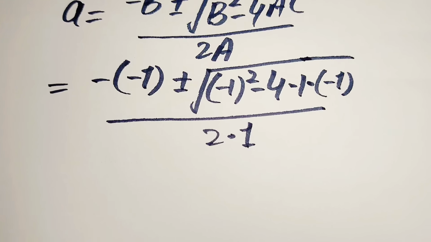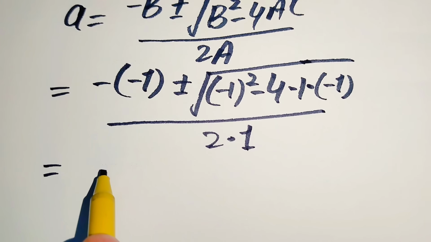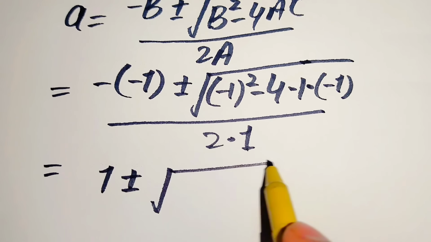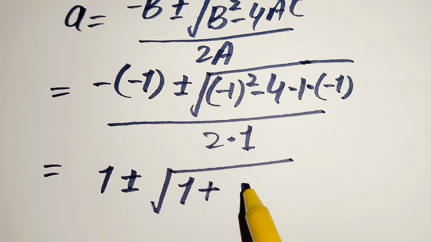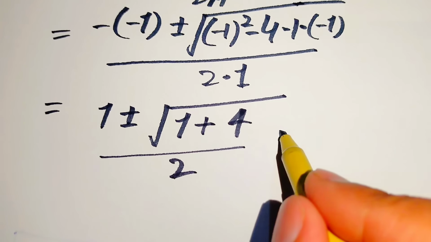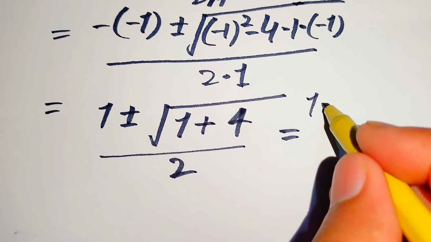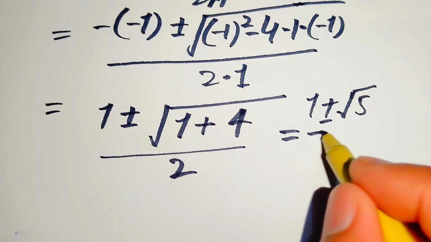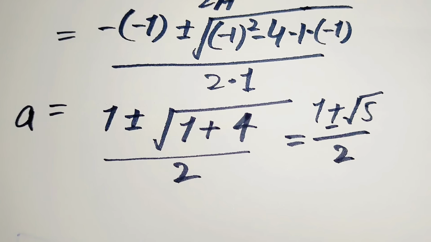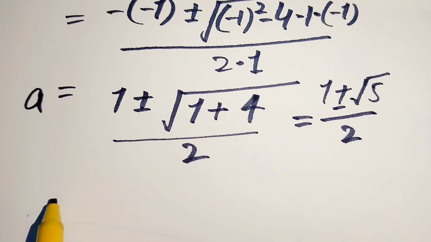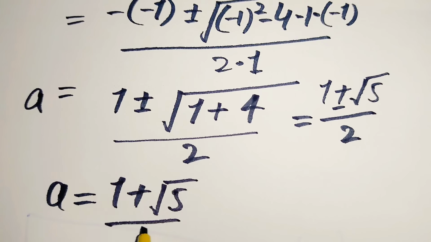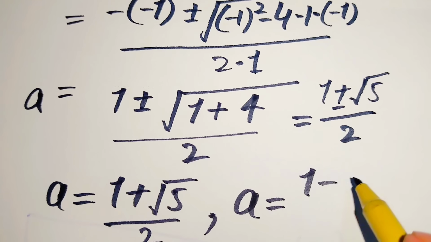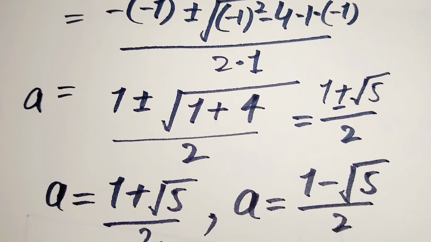And now in the next step we need more simplification, and we obtain minus times minus becomes plus 1, plus or minus square root of (minus 1) squared, which becomes plus 1, minus times minus becomes plus 4 times 1 becomes 4, and it is divided by 2. So further, in the next step, we have 1 plus or minus square root of 1 plus 4, which is 5, divided by 2. So these are the two values of a. And now we divide this into two cases. Here we write the positive value, 1 plus square root of 5 divided by 2, and here we write the negative value, 1 minus square root of 5 divided by 2.